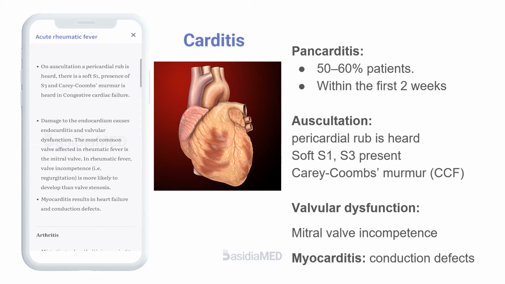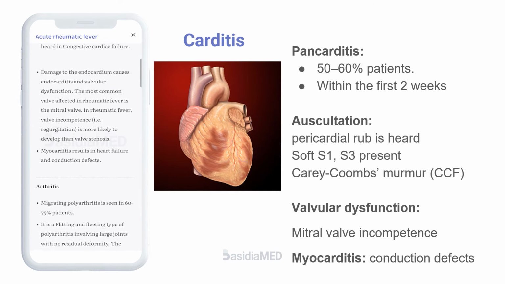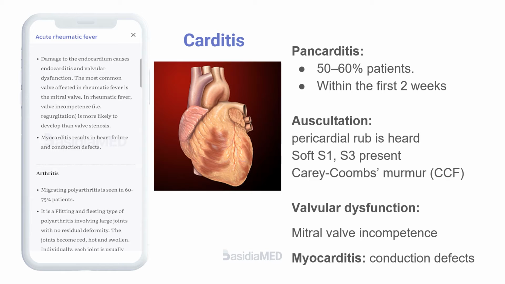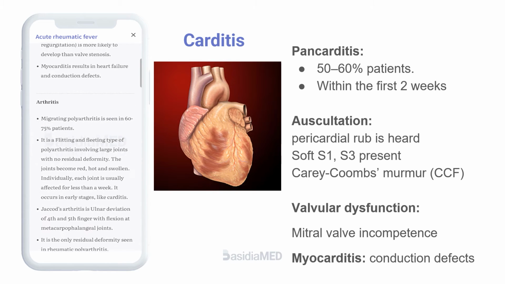The most common valve affected in rheumatic fever is the mitral valve. In rheumatic fever, valve incompetence, that is regurgitation, is more likely to develop than valve stenosis. Myocarditis results in heart failure and conduction defects.